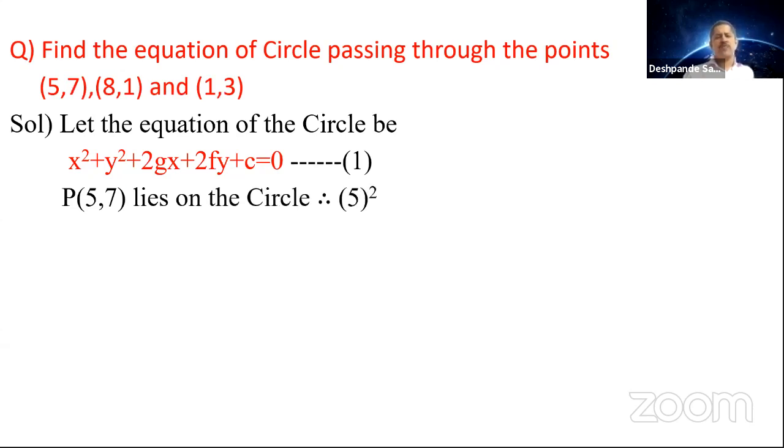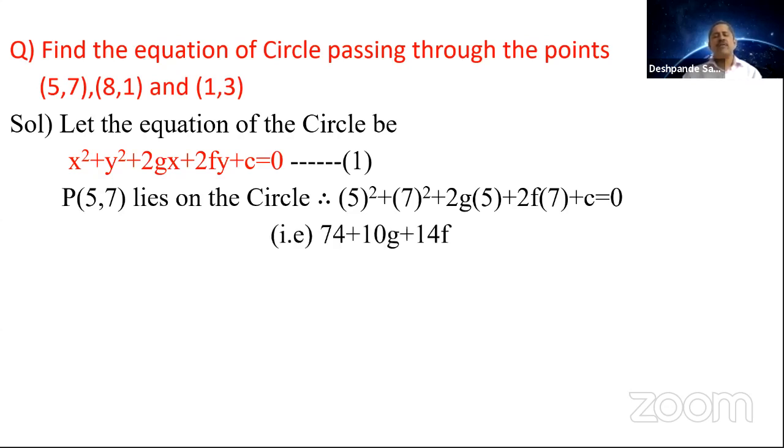So in place of x, 5. In place of y, 7. So 5 square plus 7 square plus 2g into 5 plus 2f into 7 plus c is equal to 0. So 5 square is 25 and 7 square is 49. So 49 and 25 when you add, it is 74. 5 into 2 is 10g and 7 into 2 is 14f. So 74 plus 10g plus 14f plus c is equal to 0.